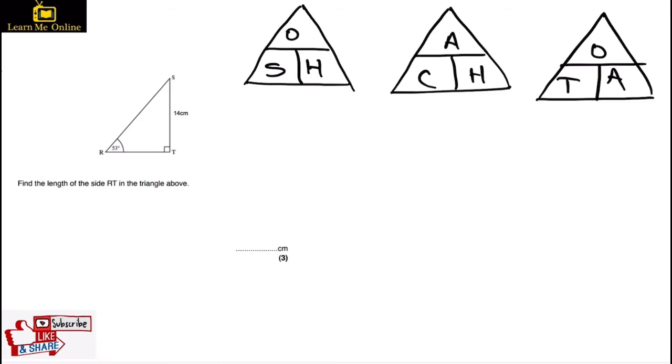Here we see that we have got a right angle triangle, which is 90 degrees here. The angle which is given to us is 53. The length of ST is given as well, which is 14. This says find out the length of RT. I'm going to highlight RT, so this is what we are finding out.